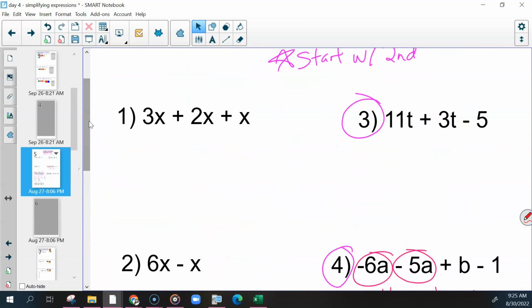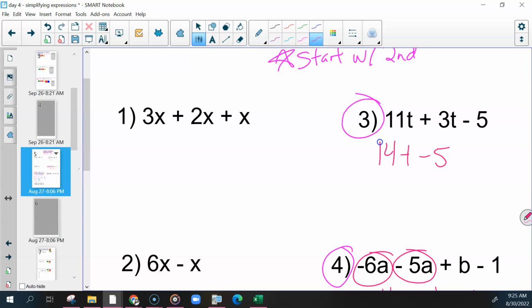Starting with number 3. Anyone have an answer they want to share? Most of the answers I saw for number 3 were correct. And 14 minus 5. Who else had the same answer? Look at that. Did anyone need to see this worked out? Or have questions about that?